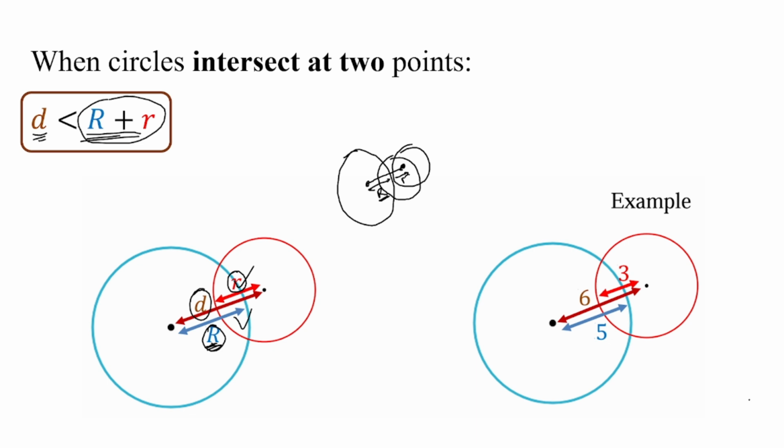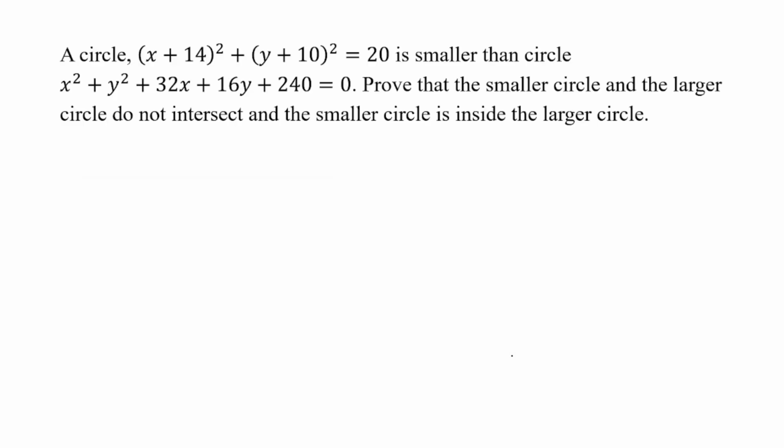You have to remember these 5 situations when dealing with the relationship between two circles. Do they intersect externally, internally, or do they not intersect at all? If they are intersecting, are they intersecting at 1 point or at 2 points? You can use these tips to answer questions that involve this concept. Right, let's look at an example.